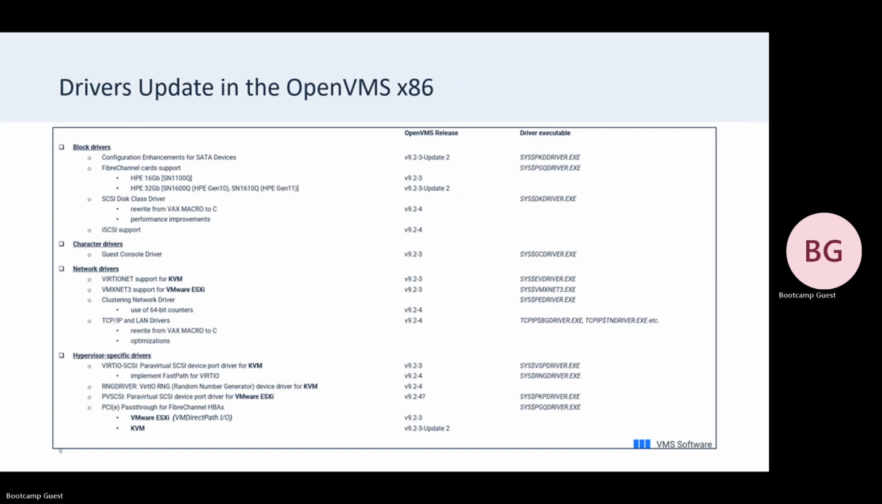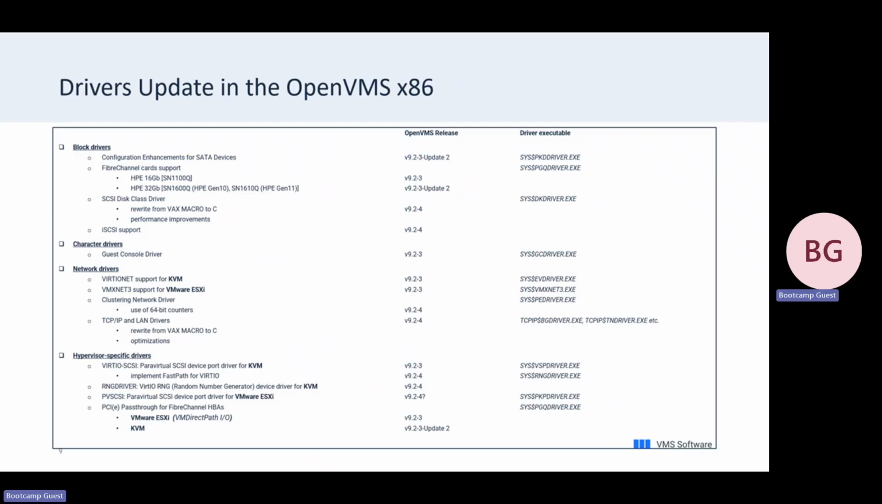Then we have some network drivers that existed from version 9.2-3. There are the paravirtualized drivers for KVM and VMware, VirtIO Net and the equivalent VMXNet support, and also the clustering driver, the PE driver, can now use some 64-bit counters and will be available in the next release of OpenVMS. Similar to DKDRIVER, some TCP/IP and LAN drivers are also rewritten from VAX MACRO to C, and some optimization will be also applied in this case as well.